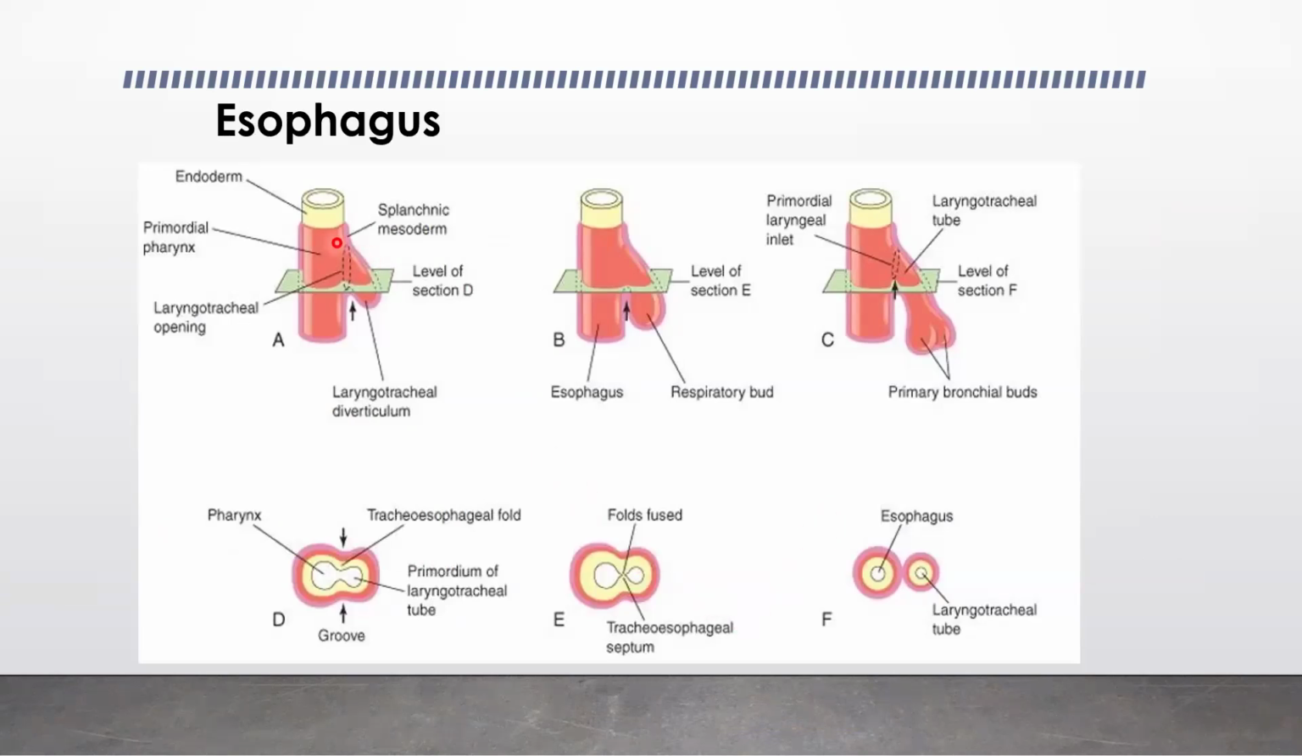So this is it. We'll have the laryngotracheal opening, which opens in the primordial pharynx. Then you can appreciate at this point the groove being formed, the ridges being formed. They fuse to form the septum, and then they separate completely. When you have the separation completely, this tube will be known as the laryngotracheal tube. And then this laryngotracheal tube will form two bronchial buds. The bronchial buds now will go and form the two respective lungs.